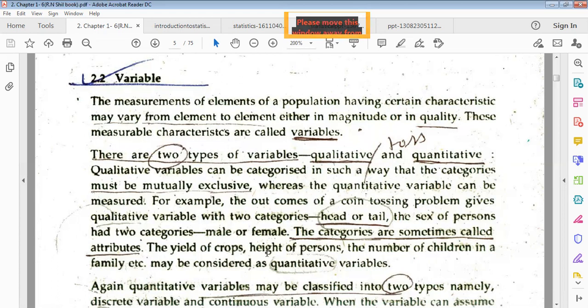The yields of crops, height of persons, the number of children in a family, etc., may be considered as quantitative variables. Quantitative means what? Numerical representation. The number of children in a family, amount of crops in a field, height of a person. Suppose the height of any student of your class. This will be represented by what? Quantitative variables. A quantity represents that type of variable.